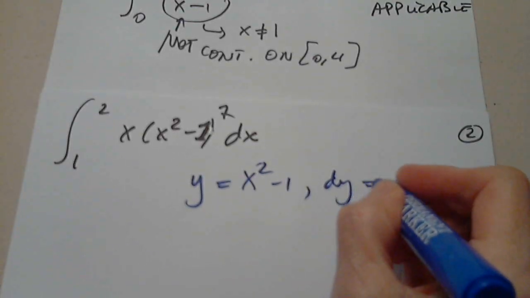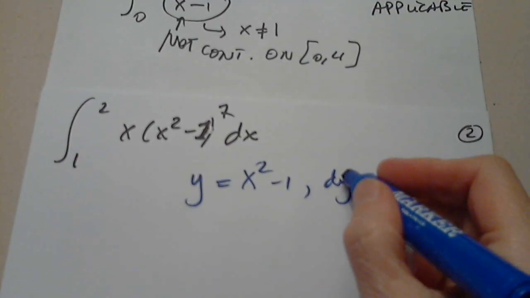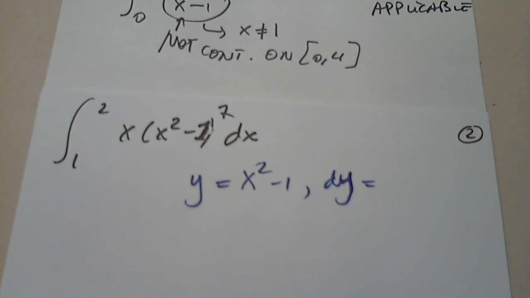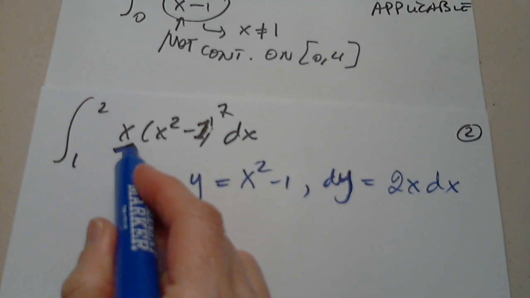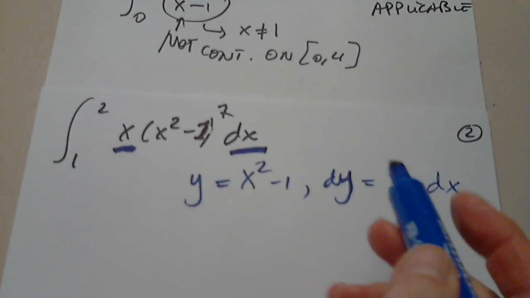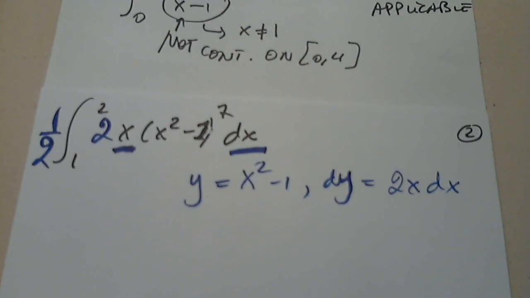I need to determine dy immediately, without which I cannot continue. Can anyone give us a dy? 2x dx. Excellent. So I have the x and I have the dx, but I don't have the 2. Who cares? Making up a little factor that is a constant, of course. A constant, a coefficient, not a big deal at all.